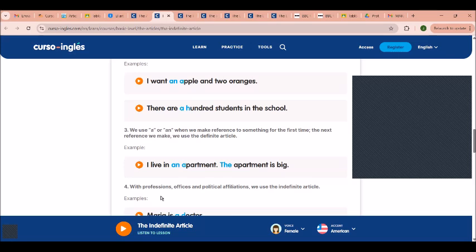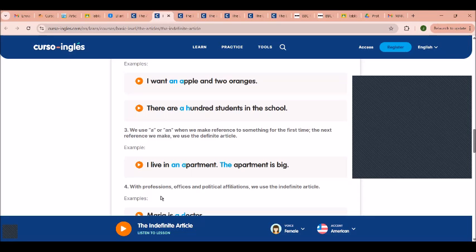Sorry, teacher. 3. We use a or an when we make reference to something for the first time. The next reference we make, we use the definite article. I live in an apartment. The apartment is big. All right. Now, if I'm telling you something for the first time, I don't know about it. So for me, it's now general knowledge. Now, if you keep telling me, giving me more information, then it becomes more specific. It's a reference between both of us.